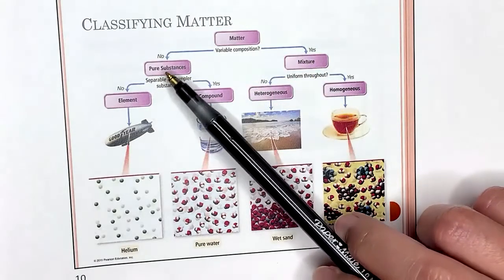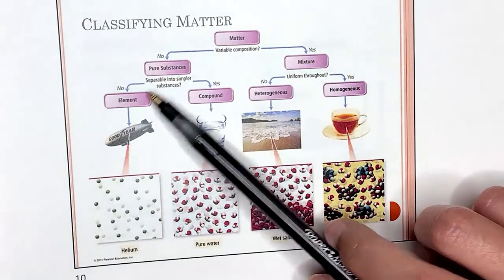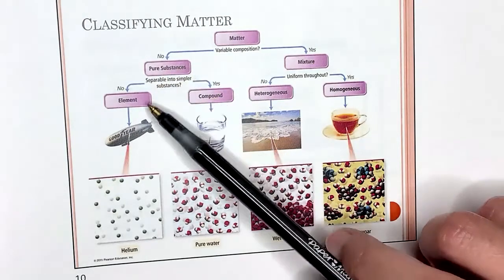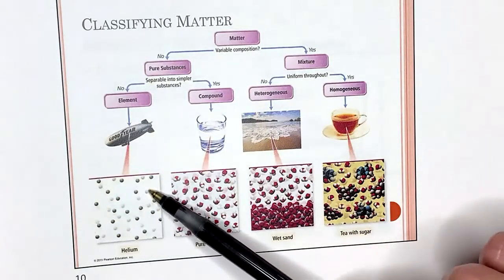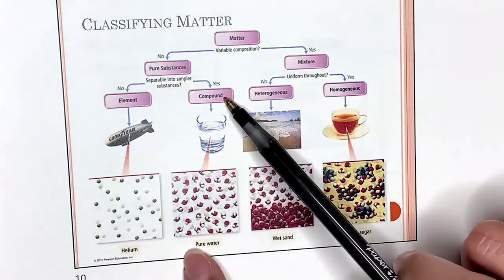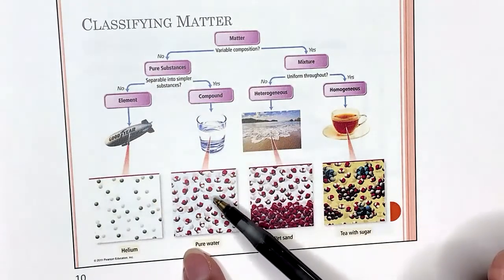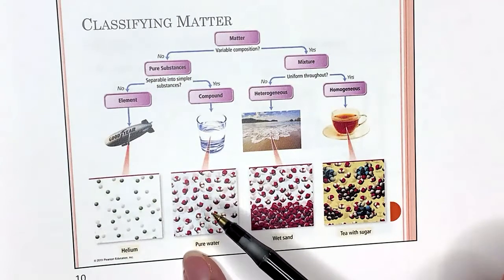All right, let's go under pure substance here. Under pure substance, you have element and you have compound. An element basically is just one type of atom, okay? And then a compound is going to be comprised of molecules. So basically it will be multiple atoms of different kinds, like in this case, water.